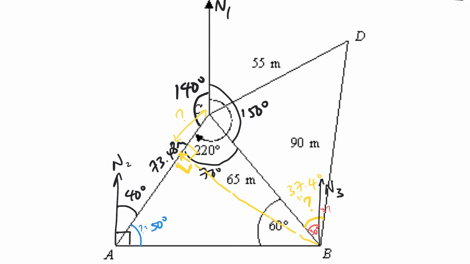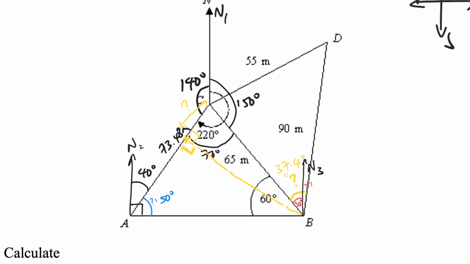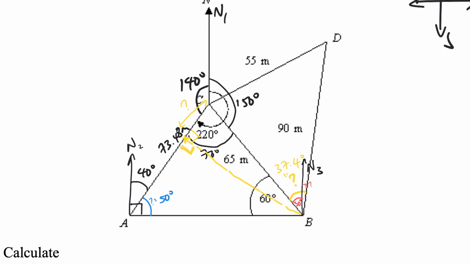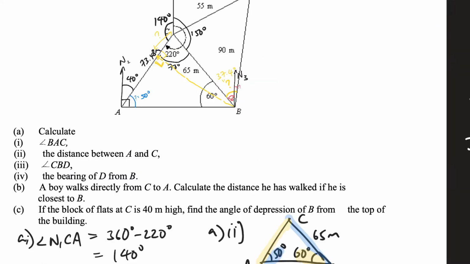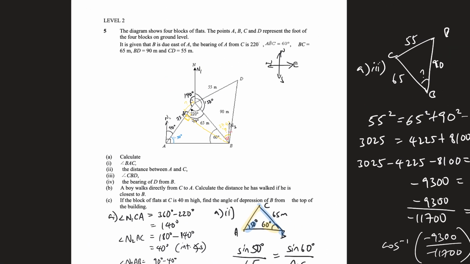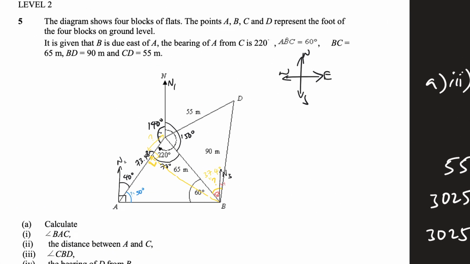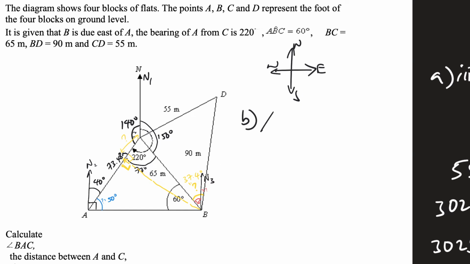So let's try to dissect. We can see that this is actually 70 degrees. So it's a bit messy. I'm just going to redraw. Okay, so part B, I'm going to do it here. I'm going to redraw the triangle. C. Okay, and this one, I like to do this.